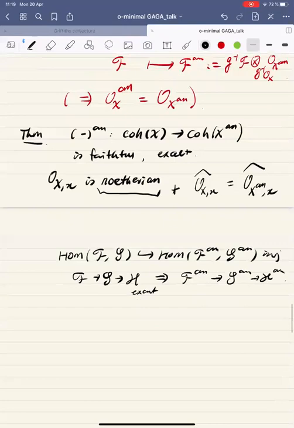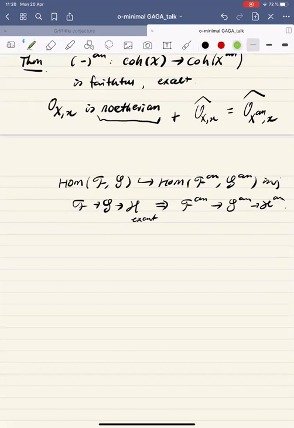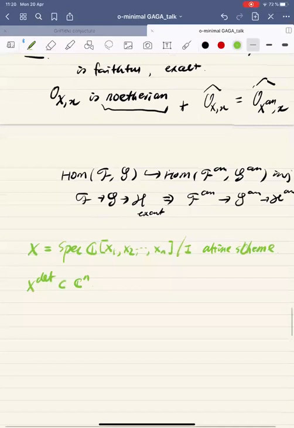And now we come to the definition of the definabilization functor. Suppose X is an affine complex algebraic variety, C[x_1,...,x_n] modulo some finitely generated ideal. This is an affine scheme. So we can get a definable analytic space, which is the space cut out by the ideal sheaf associated to this ideal.